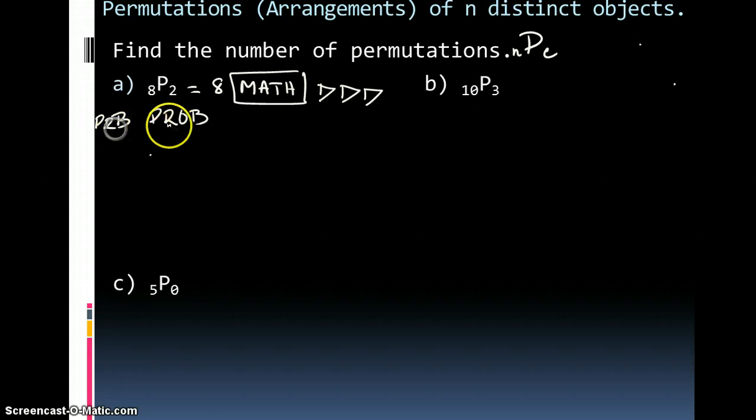But either way, you want to get to this menu, and then you're going to hit the number 2, because that's the symbol that looks like the one that we're going to be using here, which means permutations. And then from there, you're going to hit the number 2 because it was 8P2. After that, you'll hit enter. And you should get 56.